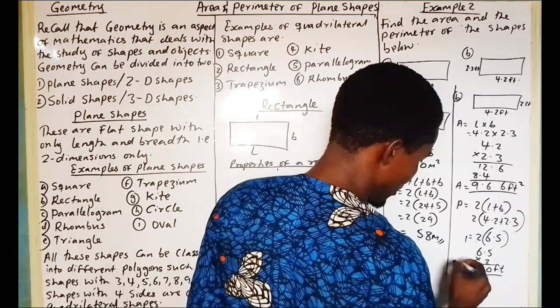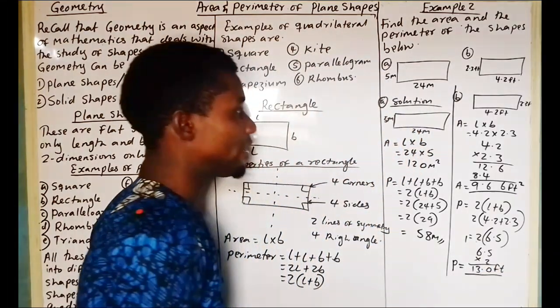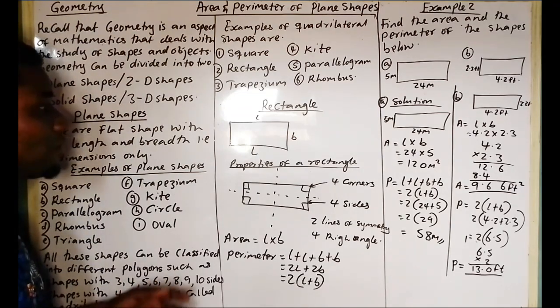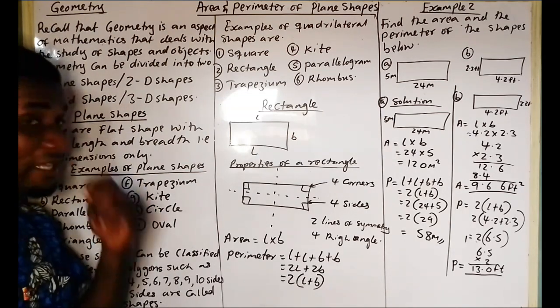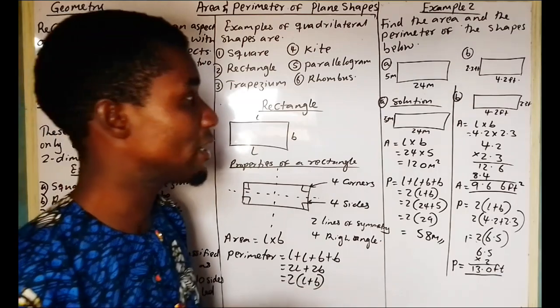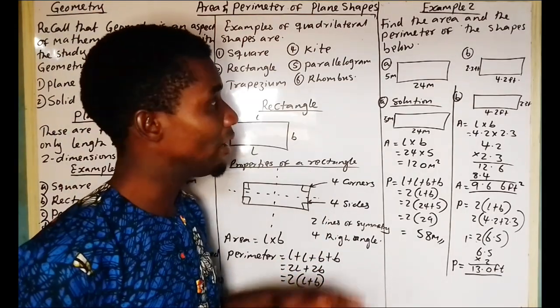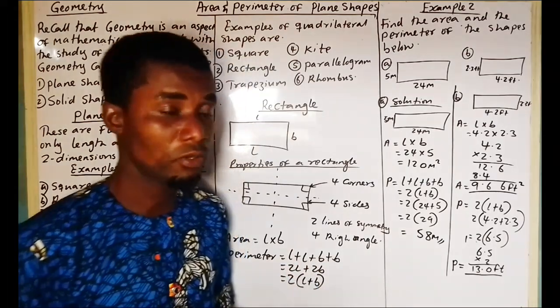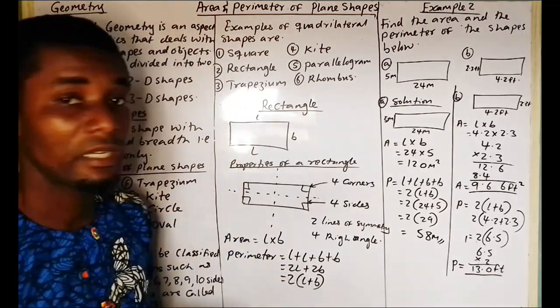That is our perimeter. So this is how to find the area and perimeter of a quadrilateral shape, which is a rectangle and a square. So in the next class, we're going to talk about the composite shape, how to find the area and perimeter of an irregular shape, which we also call a composite shape. So that's what we're going to take in the next class.